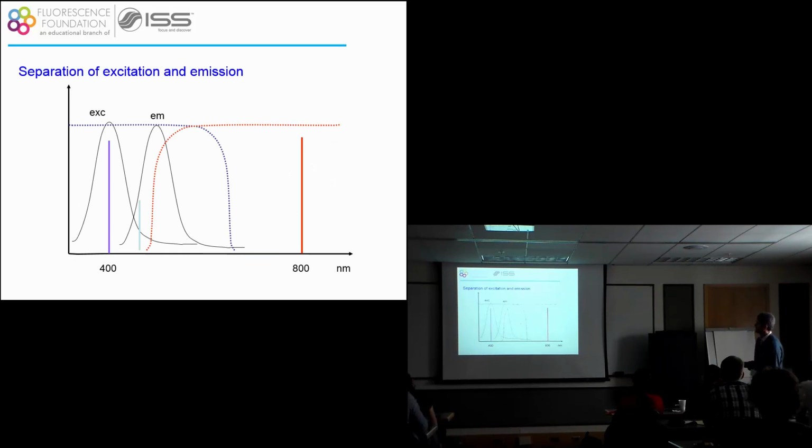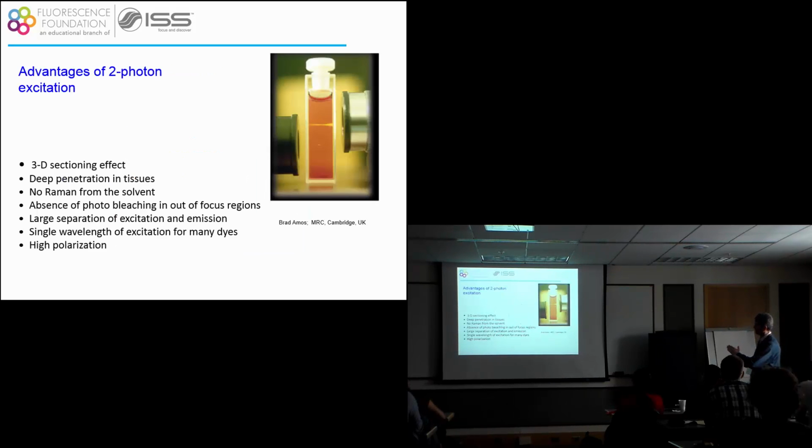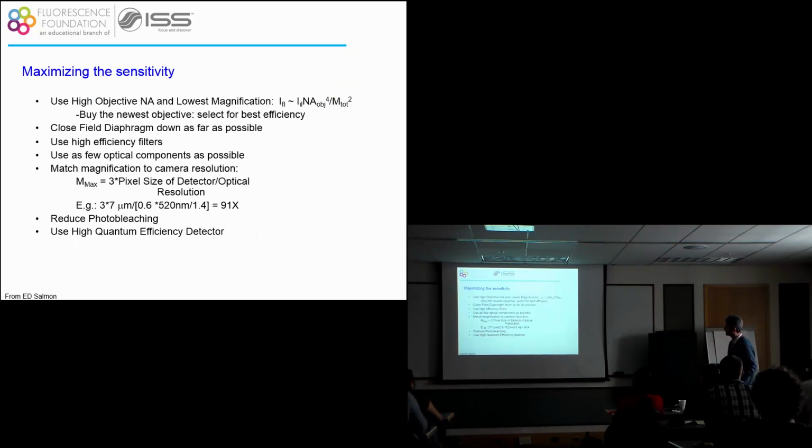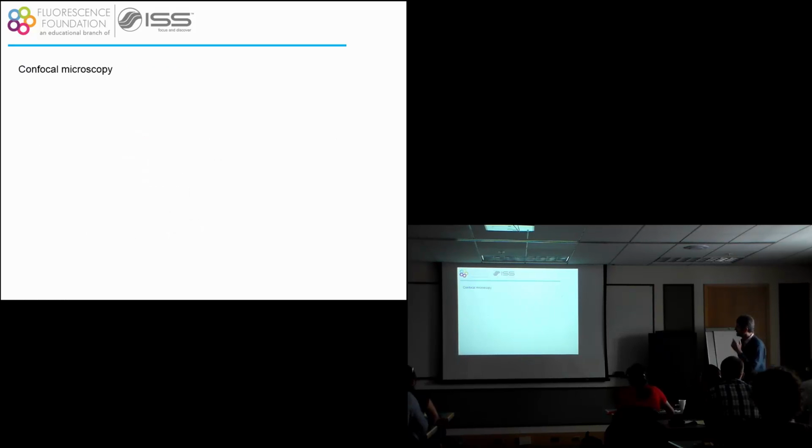So just to give you an idea how fluorescence microscopy can be used, starting with a standard fluorescence microscope, moving to a confocal microscope, and moving to multi-photon microscopy. And here there are issues about maximizing the sensitivity. But the main message is that it depends in the end on your specific applications.